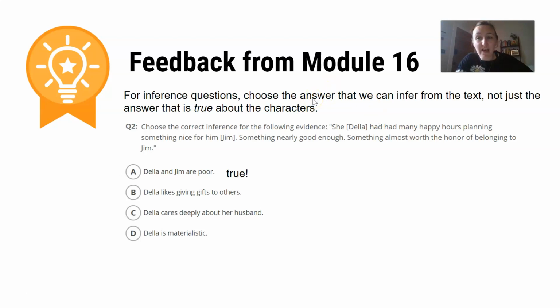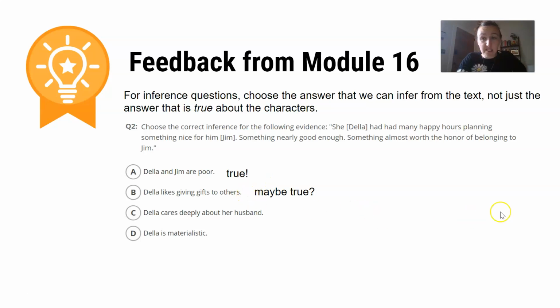Now the question is, do we really have evidence for that in this piece of text? Not really. It says she spends many hours planning something for him and she wants it to be good enough. But if we just look at this quote, we don't necessarily have enough evidence to say that they are poor. Second one, Della likes giving gifts to others. Maybe? Honestly, we know in this quote that she has spent time planning to get something nice for Jim. We don't really know about other people. So maybe she likes getting gifts for others, but I don't really know if I can say that with certainty.